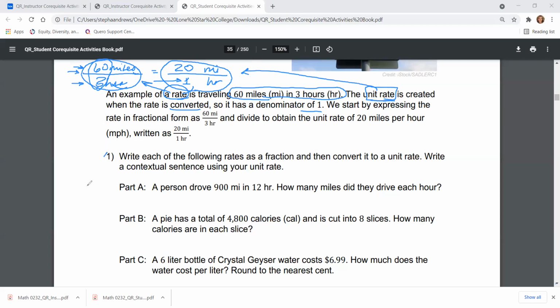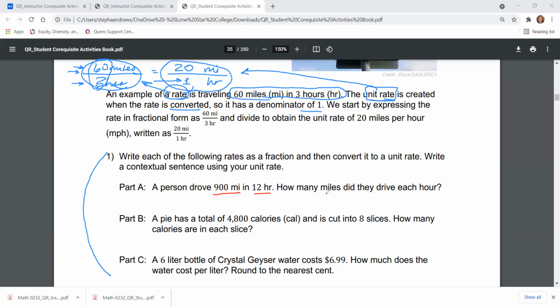Well, we have some activities here on number 1. We have part A, B, and C. So I'll do part A. It says a person drove 900 miles in 12 hours. I think it's really good that you always underline your information, highlight it, do something so that your brain focuses that I've got 900 miles, 12 hours.